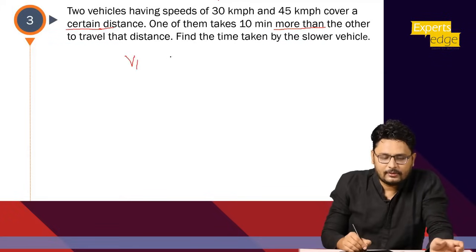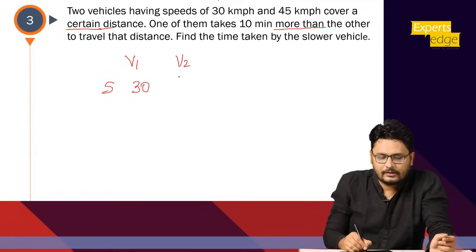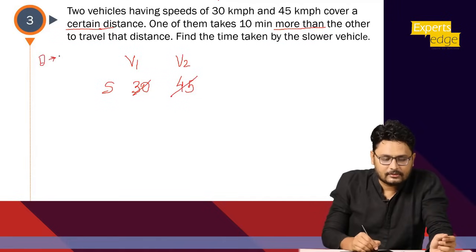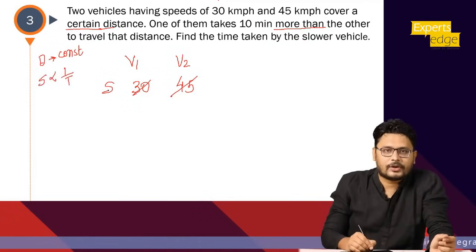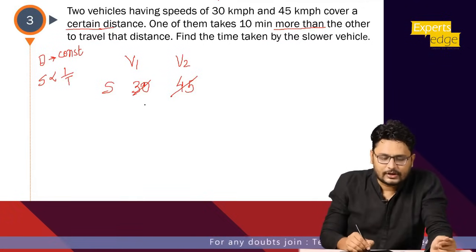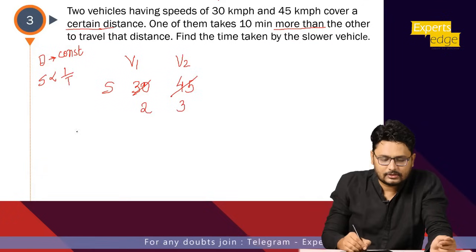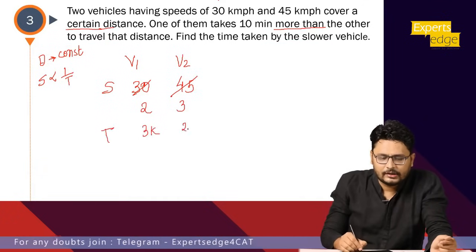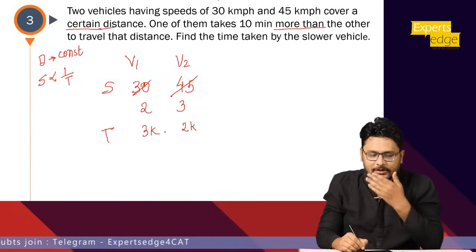So let's say this is vehicle 1, vehicle 2. The speeds are 30 and 45. What is this ratio? 15 से काट दूंगा तो 2:3. And here I am again just mentioning, all these are questions of distance constant, speed is inversely proportional to time. Okay, I just forgot to mention it in the last question, but you should remember this thing. So the ratio of the speed is 2:3. तो time क्या होगा मेरा? 3k and 2k.